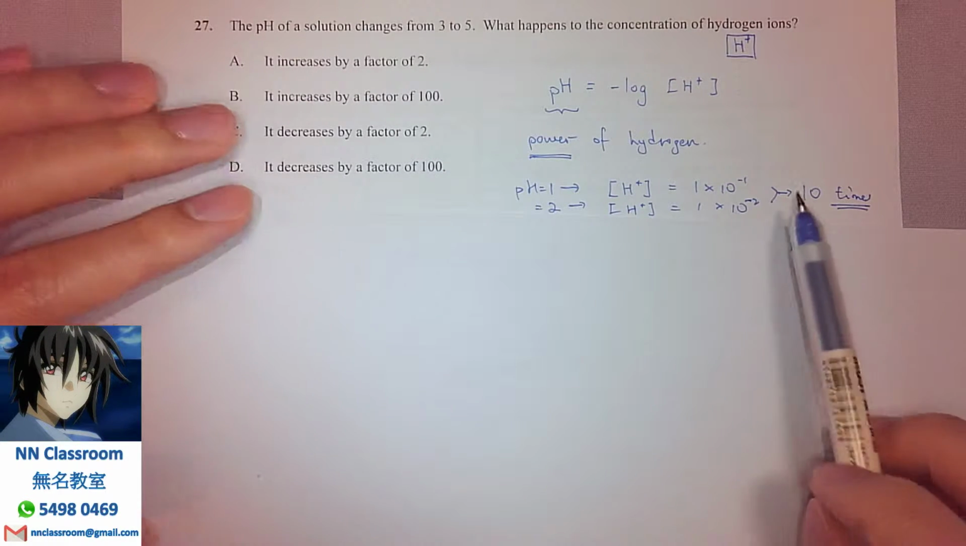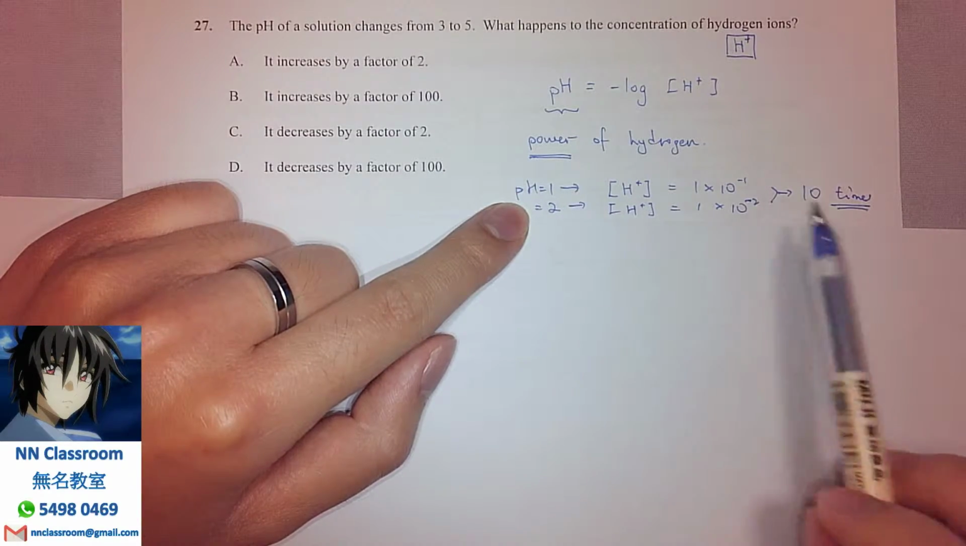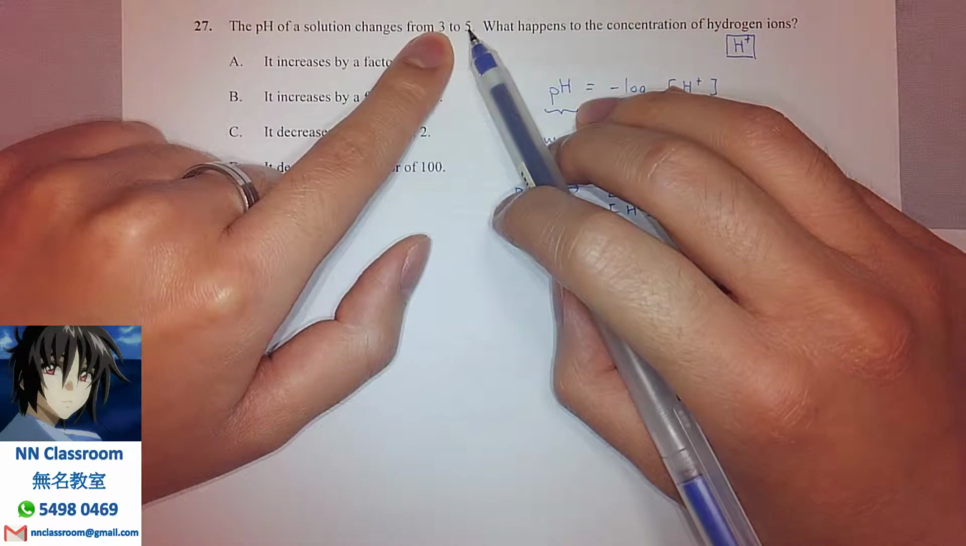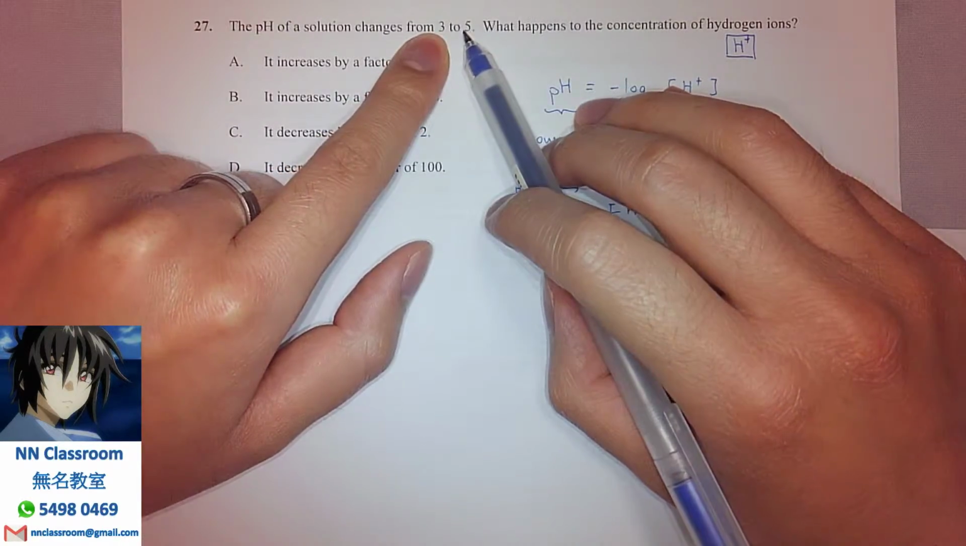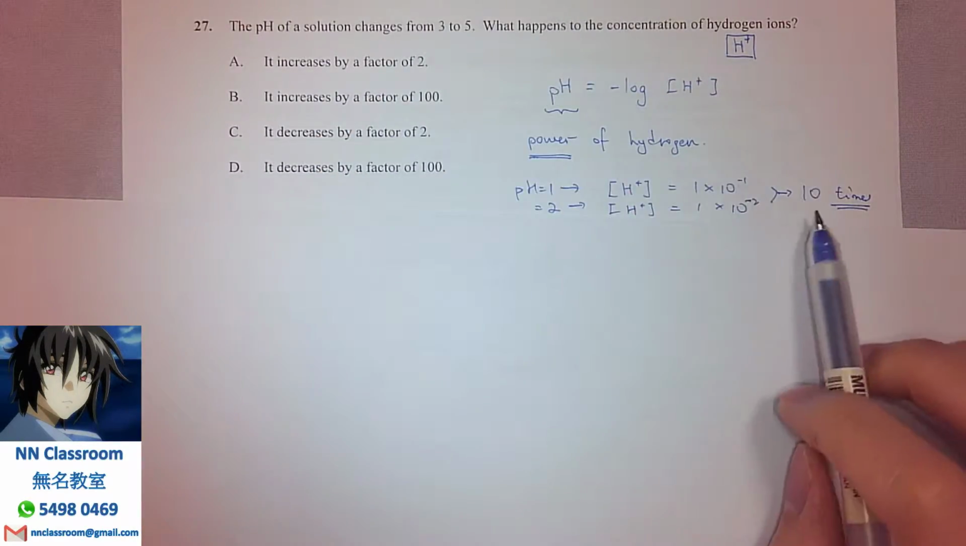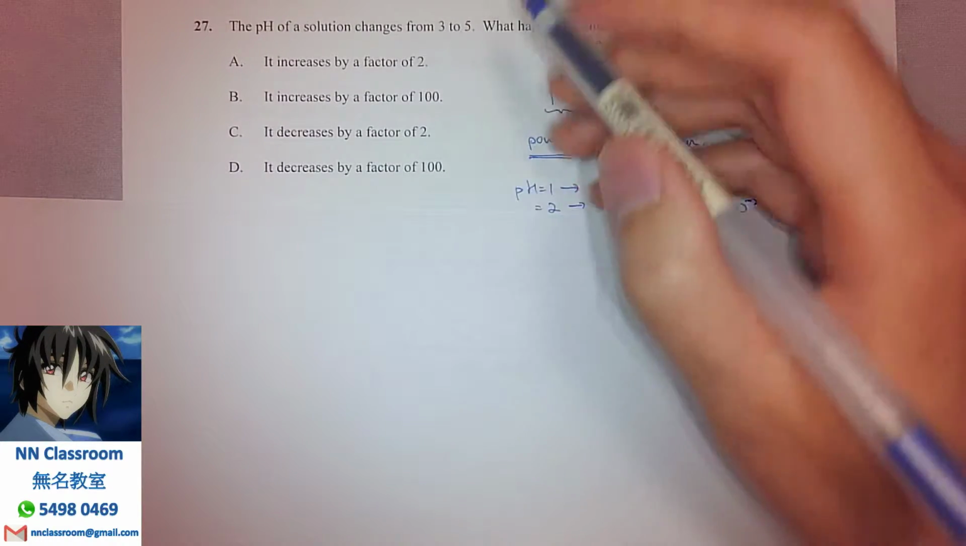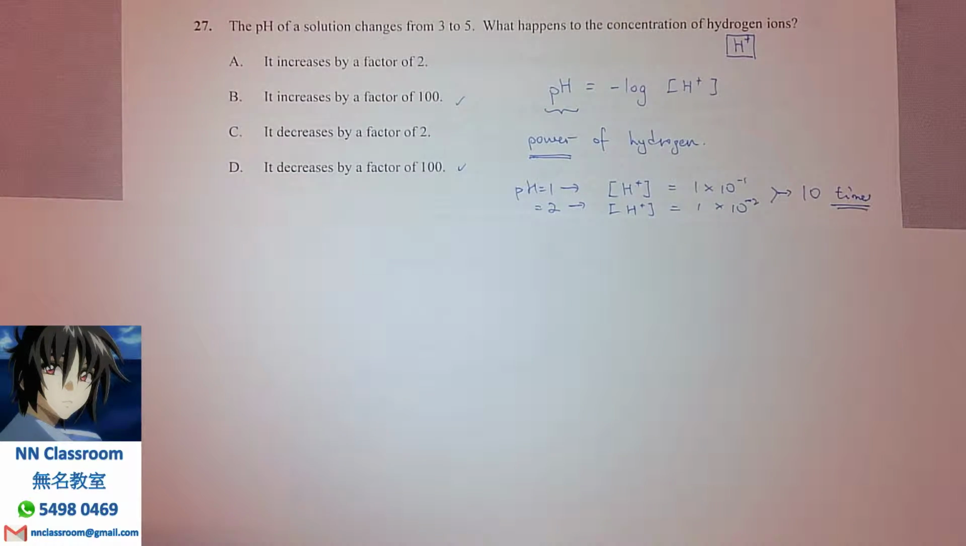So in this case, if you understand this idea, 1 degree change means 10 times. So now you see how many degrees change? 2 degrees change, right? So 2 degrees change is no longer 2 times, but is 10 to the power 2 times, which is 100 times. So the choice can only be B or D, right?